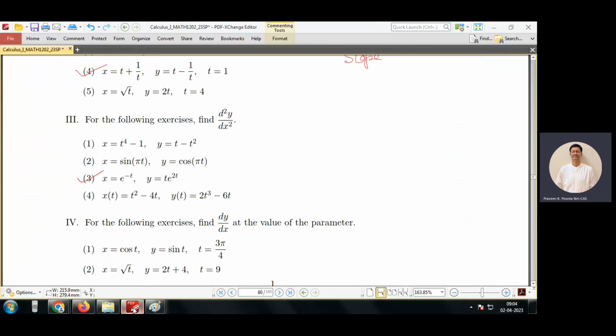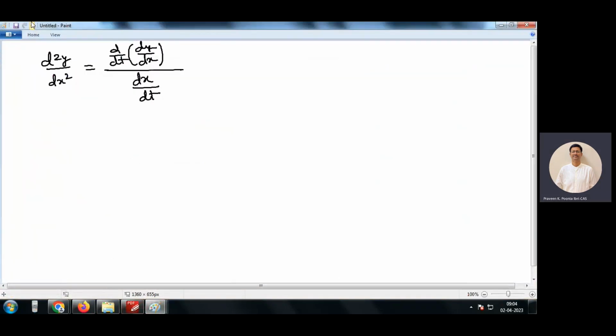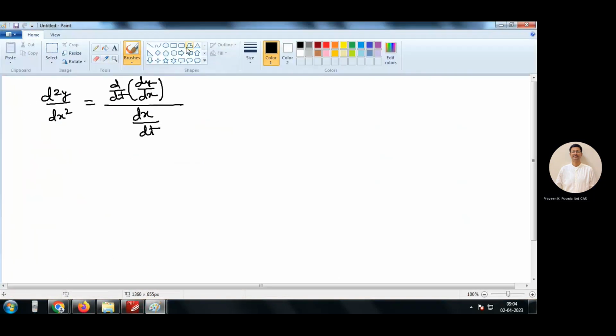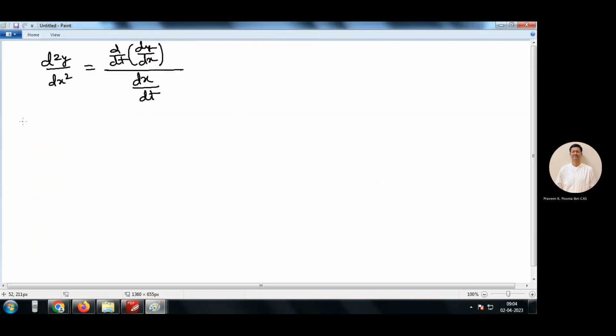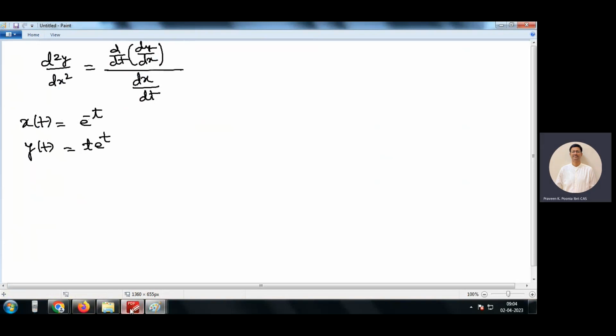So what is the question? The question is x(t) is equal to e to the power minus t, and y(t) is equal to t e to the power t, I think. Yes, this is the same function. No, e to the power 2t. Okay, we need to find the second derivative of this one.